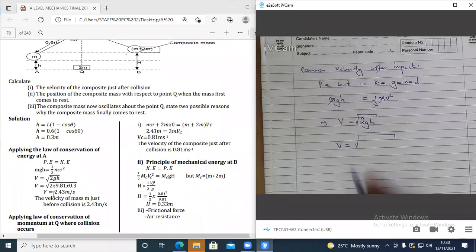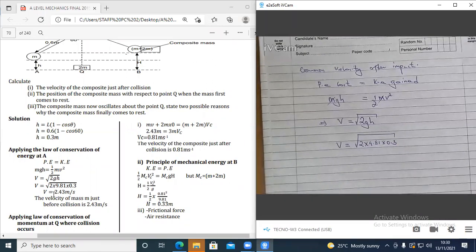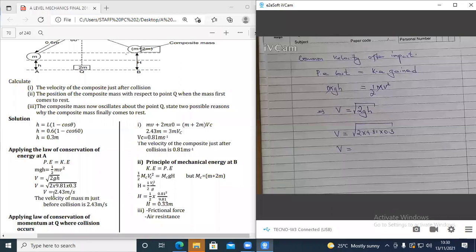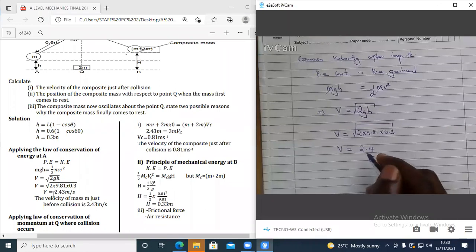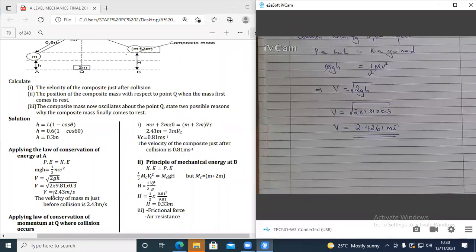So our v will be equal to the square root of 2 times 9.81 times the height we have just got, which is 0.3. Can you calculate that for me? 2 times 9.81 times 0.3, and get the square root of that. You will get 2.4261 meters per second. So that's the velocity of mass m just before collision.